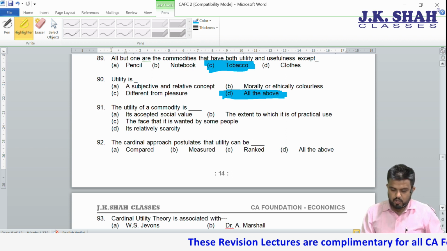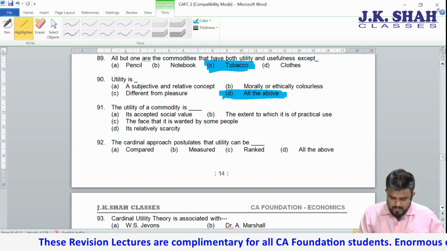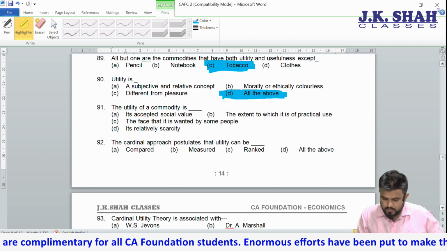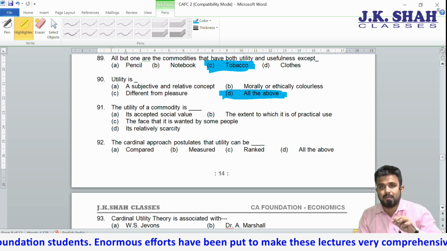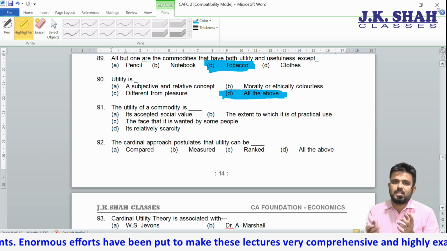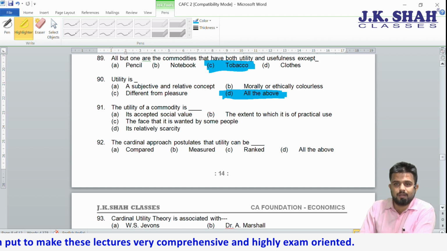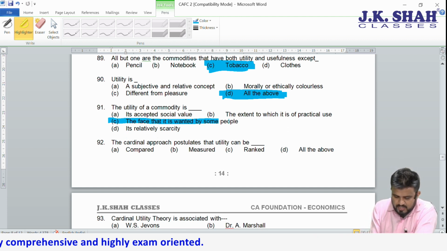Moving to 91, the utility of a commodity is dash. So what they have given, it's accepted social value, extent to which it is of practical use, the fact that it is wanted by some people. So can I say people will demand only that commodity in which they find what? Utility. It is relatively scarce. Correct answer is C.